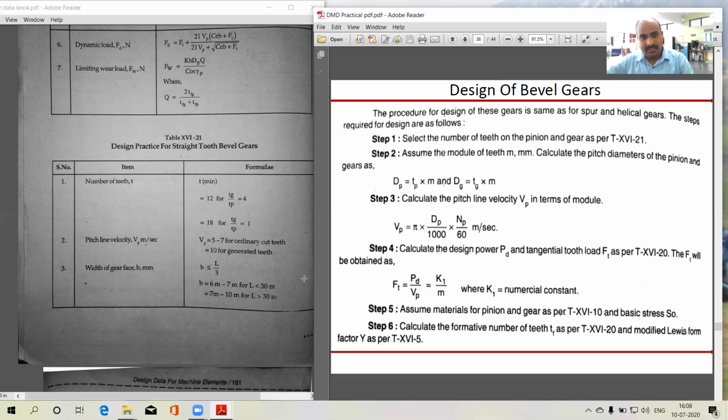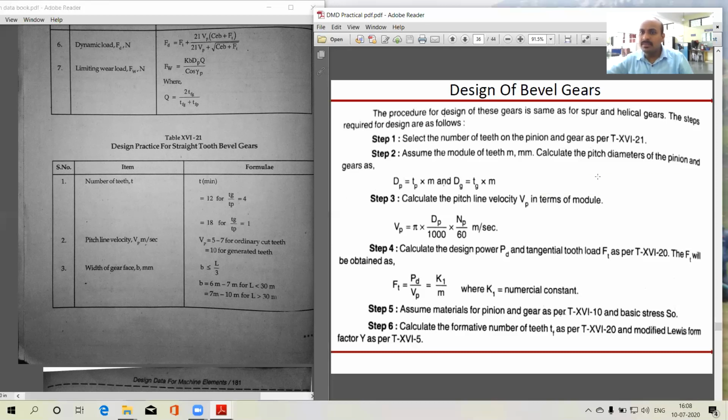Likewise, if TG by TP equals 1, the minimum number of teeth on the pinion is 18. So let's start by taking the minimum number of teeth on the pinion as 12. So the first step is over. After that, assume the module of the teeth as M.